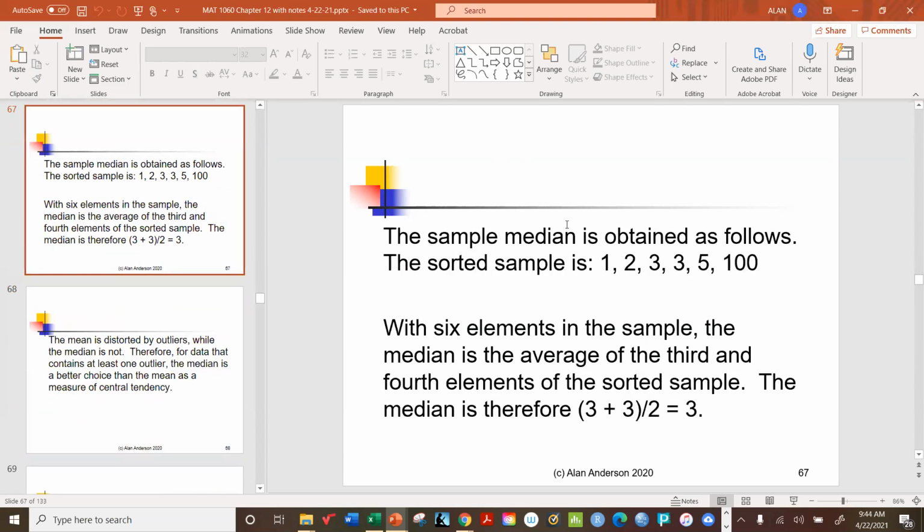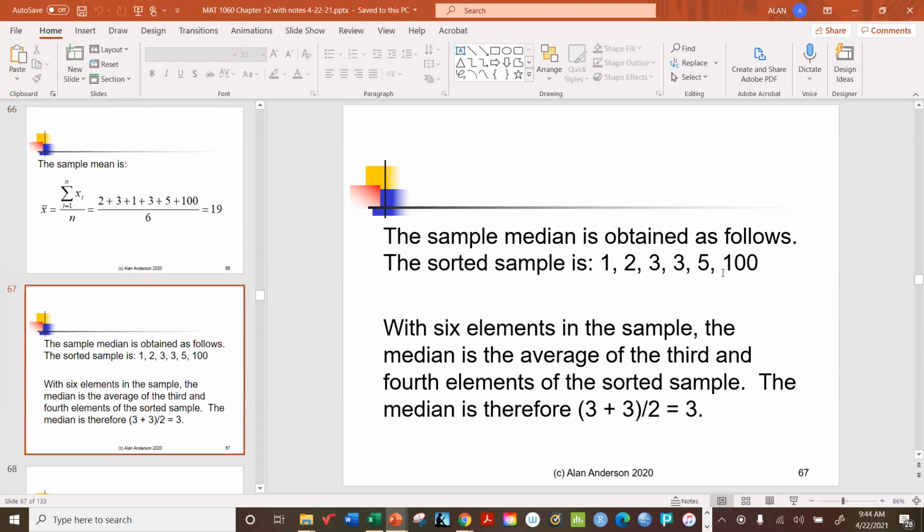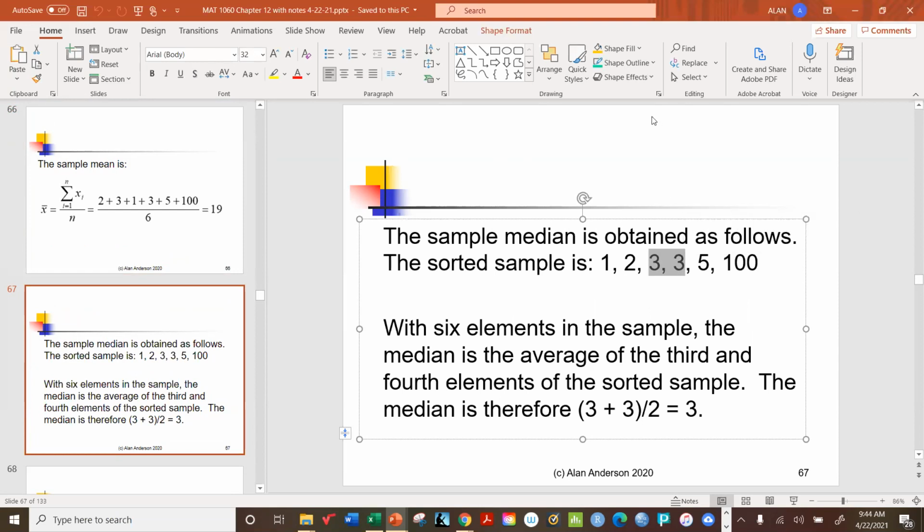So on the other hand, look what happens with a median. We sort the data from low to high. There's 6 observations, so we average the 2 in the middle, and we end up with a 3. Okay, well, obviously the average of 3 and 3 is 3. So I would say that 3 is a much more meaningful measure of the center of this data than 19. And the reason why this happened is because the 100 throws off the mean, but not the median.